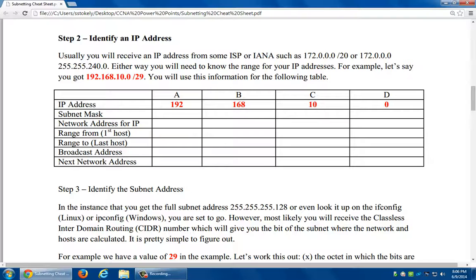So now if I'm borrowing to the 5th bit, we already know that our 4th bit was 240. So if I've got 240 and then I'm looking at the last bit, what do I have now? A 248, right?